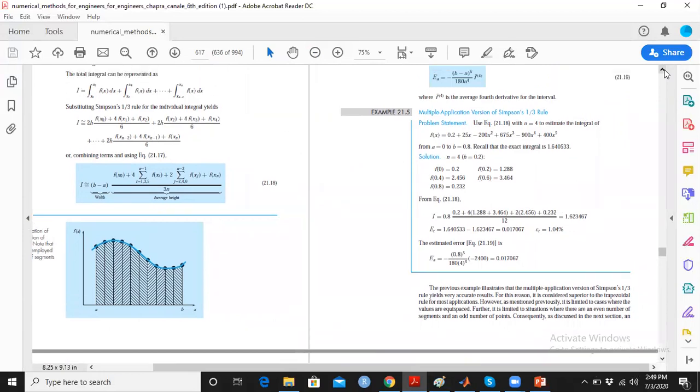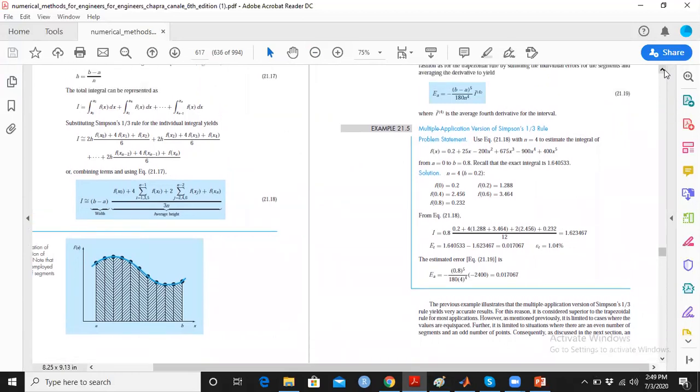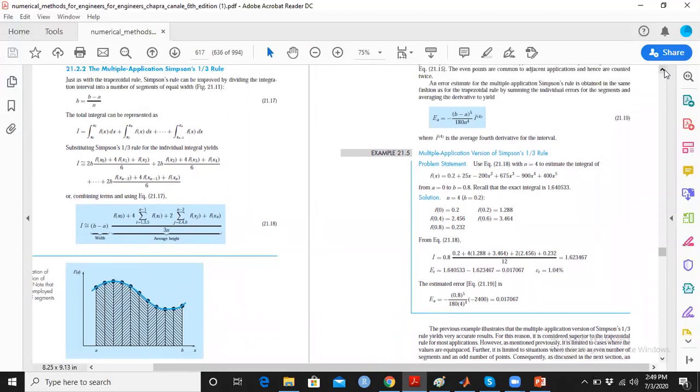So now we will follow formula 21.18, and for the error analysis we will follow 21.19. Let us first focus on the formula. What is happening in this formula, students? You can see that functional values at the boundaries have coefficient 1. Then for i equal to 1, 3, 5, the f of x i have coefficient 4. For j equal to 2, 4, 6, the f of x j have coefficient 2.